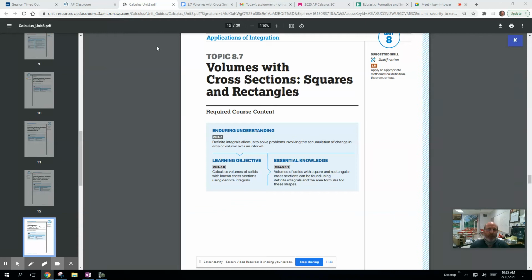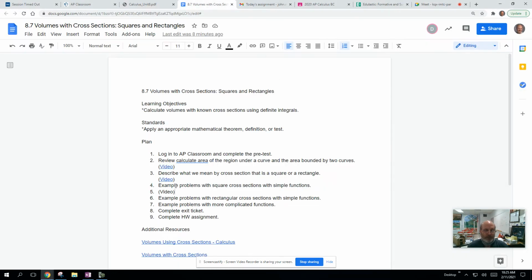Okay, this is going to be the video for lesson 8.7 from the AP Calculus curriculum, volumes, cross-sections, squares, rectangles, part 3. In this lesson, we're going to do a few example problems with square cross-sections with simple functions. And so let's go and look at an example.